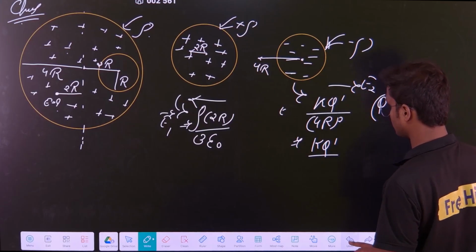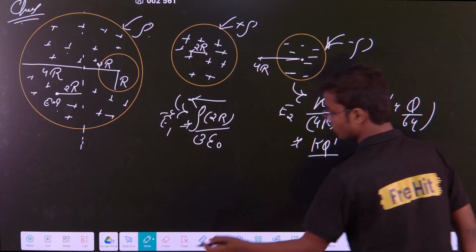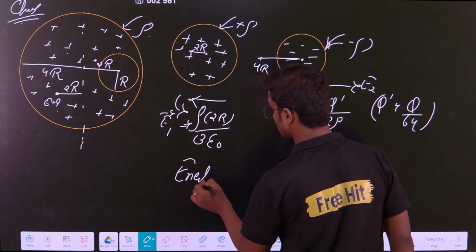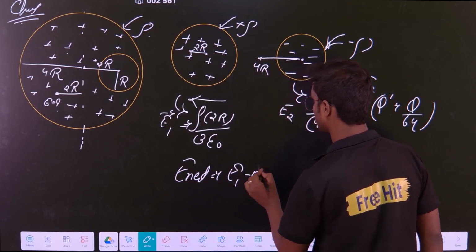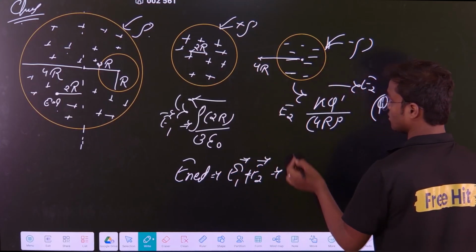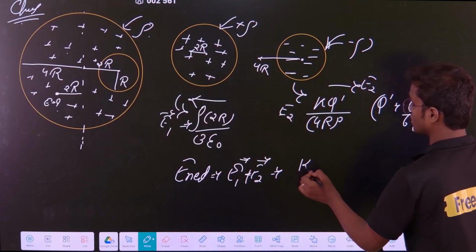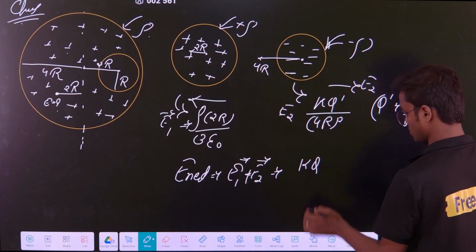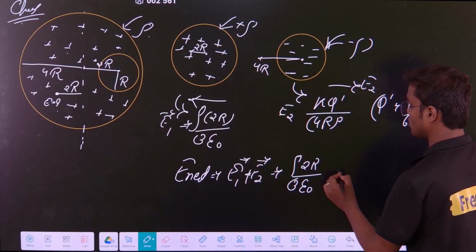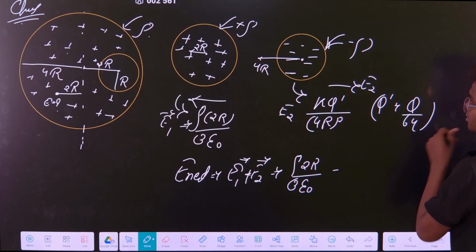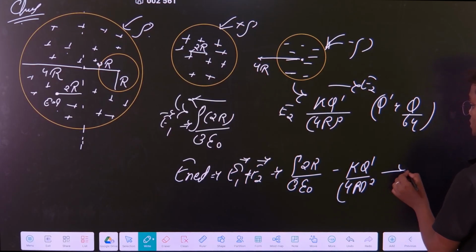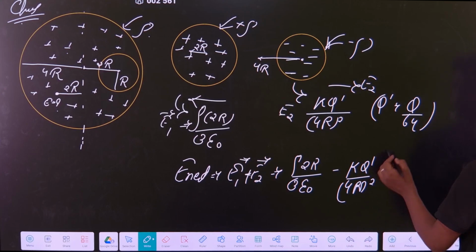So what is my E net? My E net will be E1 minus E2 vector. Sorry, not E1 plus E2 vector. Just subtract these two because the direction is opposite. So it is rho 2r by 3 epsilon naught minus k q dash upon 4r whole square, and whatever net value you get from there, you can decide the answer.